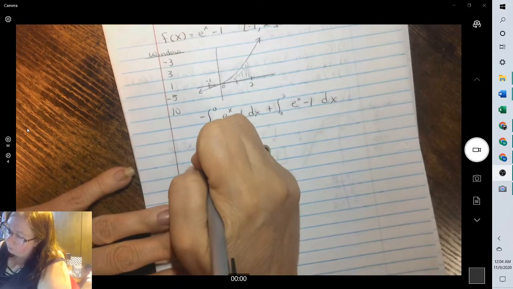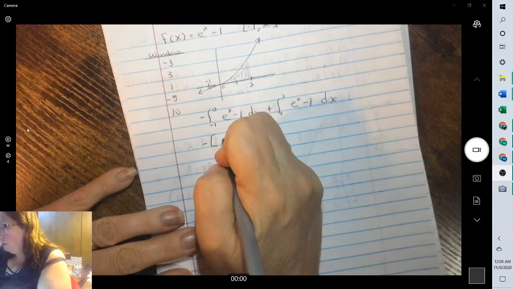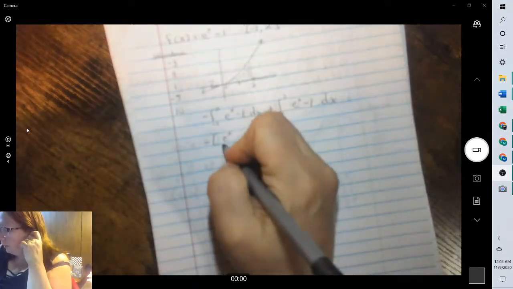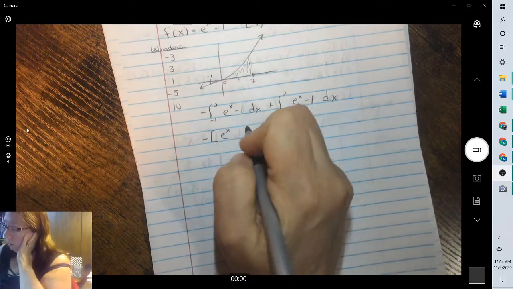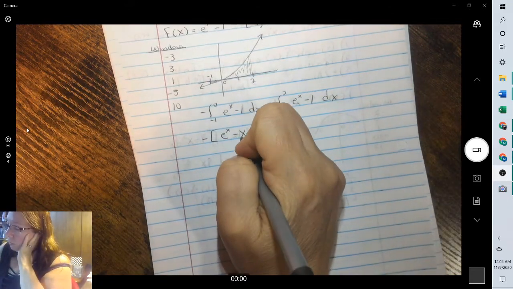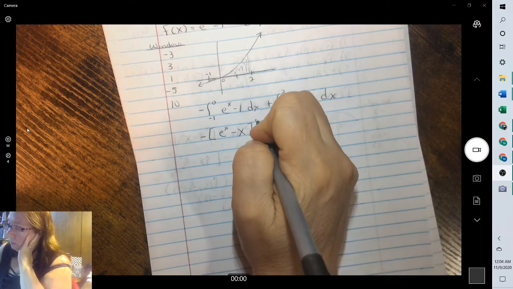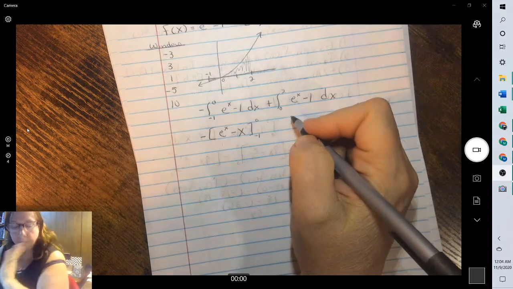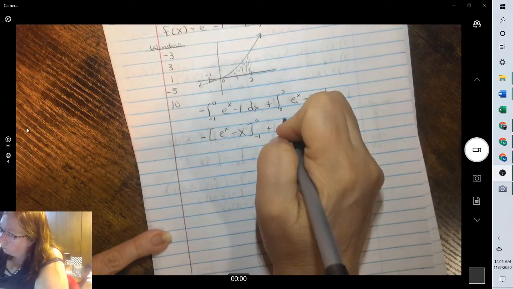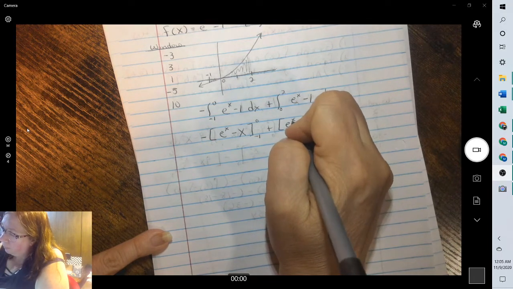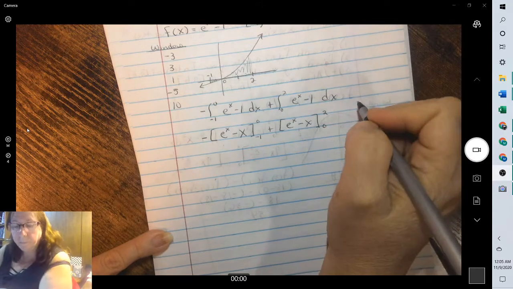Then we take our integral. E to the x is e to the x because it's e to the x divided by the derivative of the exponent, which is 1, minus 1x. And this is from negative 1 to 0. And then the next one, the same integral, e to the x minus x, and we're going from 0 to 2.